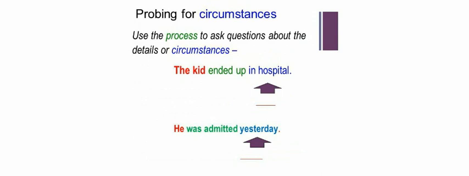That's a circumstance. He was admitted yesterday. So what's going on in this clause? What's happening? Was admitted. That's the process. Who was admitted? He. And when was he admitted? Yesterday. There's the more information. When. And that's a circumstance.